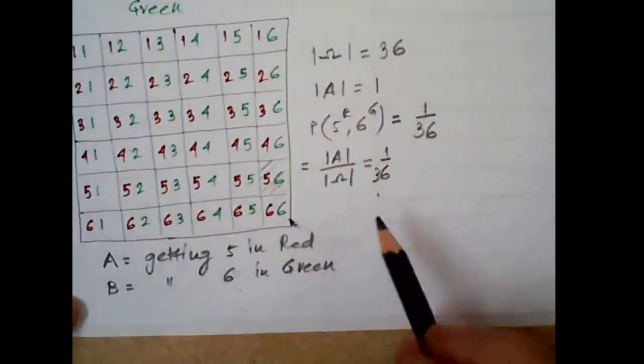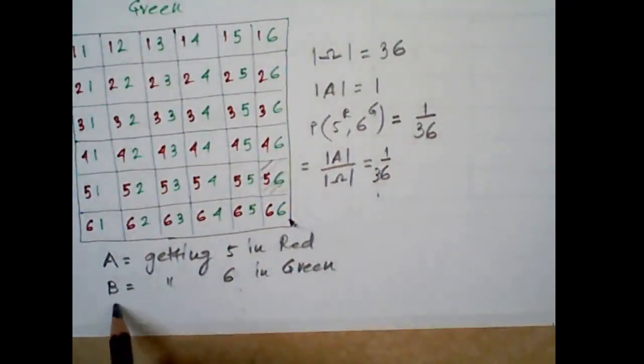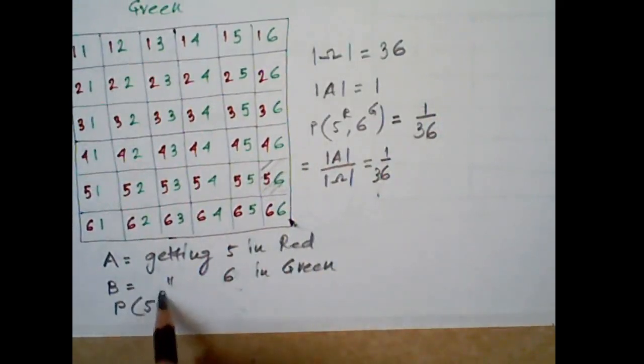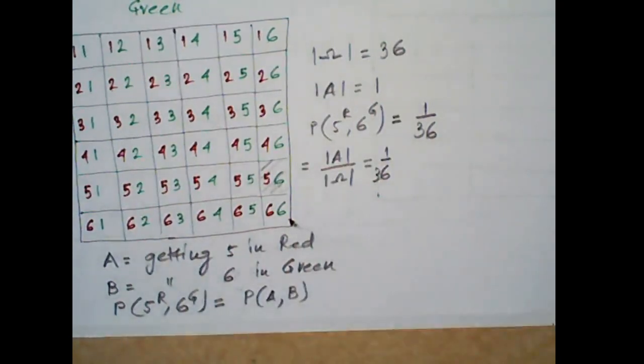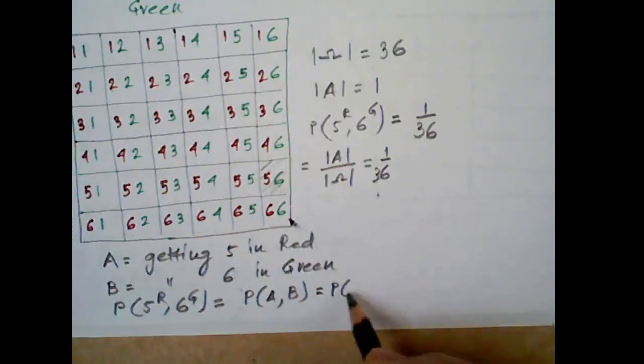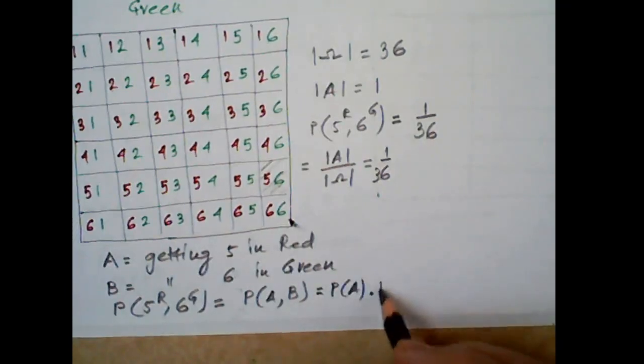And so now, asking what is the probability that I will get 5 in the red die and 6 in the green die will be equal to the joint probability of A comma B, right? And I can now use the product rule. I can say that this is nothing but probability of A times probability of B.